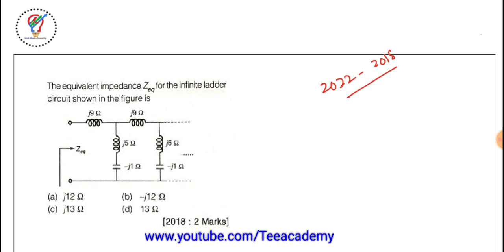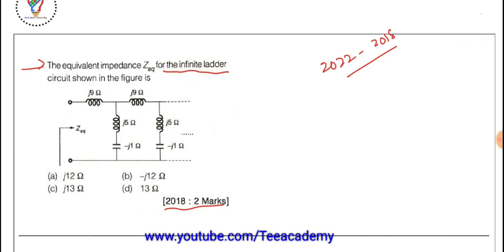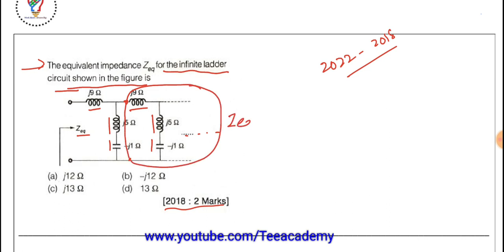The first question here was asked in GATE 2018, a 2 marks question. The equivalent impedance Z equivalent for the infinite ladder circuit is as shown in the figure. Infinite ladder circuit means, see here, this is going to be infinite like this. The infinite series starts from this particular point, Z equivalent, and from here again the same network, whatever elements are there, are here also. That means I'll consider this equivalent value as Z equivalent here.